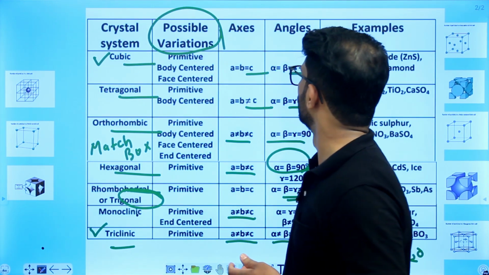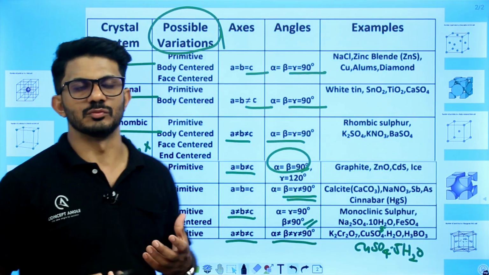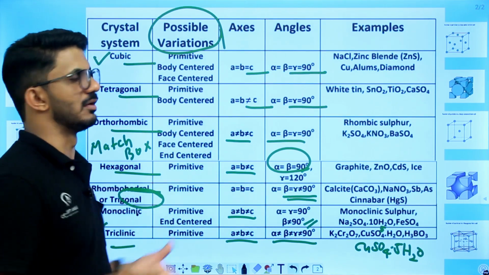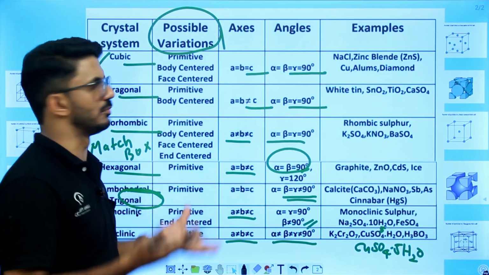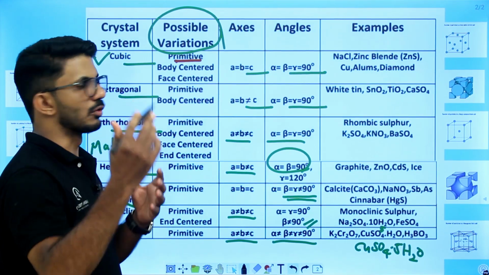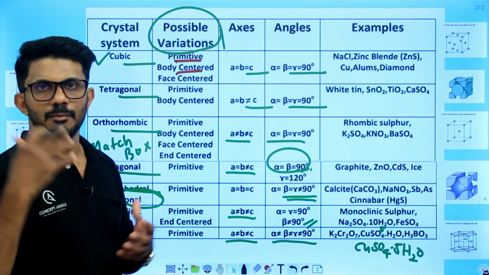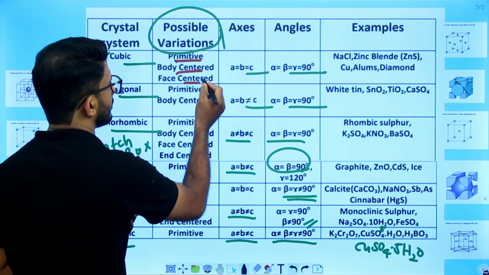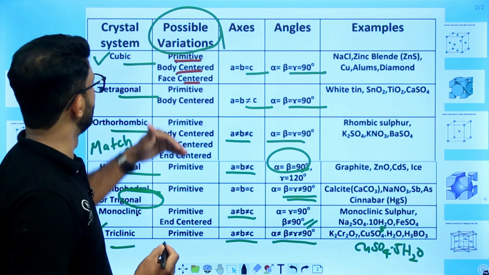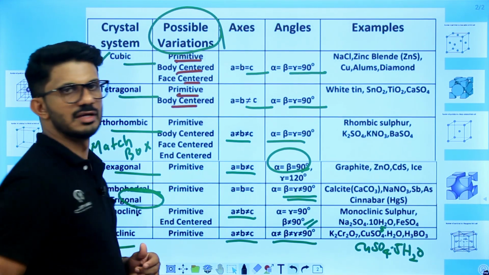Possible variations, ക്യൂബിക്കിനകത്ത് നമ്മൾ ഡിഫറെൻറ്റ് ടൈപ്സ് ഓഫ് യൂണിറ്റ് സെൽസ് പറഞ്ഞു. ഈ ക്രിസ്റ്റൽ സിസ്റ്റത്തിൻ്റെ യൂണിറ്റ് സെല്ലിൽ ഏതൊക്കെ ടൈപ്പ് യൂണിറ്റ് സെൽ പോസിബിൾ ആണ്? ഇവിടെ പ്രിമിറ്റീവ് പോസിബിൾ ആണ്. പ്രിമിറ്റീവ് എന്ന് വെച്ചാൽ കോർണറിൽ മാത്രം, ബോഡി സെൻറ്റേഡ്. അപ്പാർട്ട് ഫ്രം കോർണർ, ബോഡി സെൻറ്ററിൽ ഒരു പാർട്ടിക്കിൾ ഉണ്ടാവും ആൻഡ് ഫേസ് സെൻറ്ററിലും ഉണ്ടാവും. ഇങ്ങനെ 3 പോസിബിലിറ്റി ഉണ്ട്. അപ്പോൾ ക്യൂബിക്കിൽ 3 പോസിബിലിറ്റി, ടെട്രഗണൽ 2 പോസിബിലിറ്റി, പ്രിമിറ്റീവ് ആൻഡ് ബോഡി സെൻറ്റേഡ്.